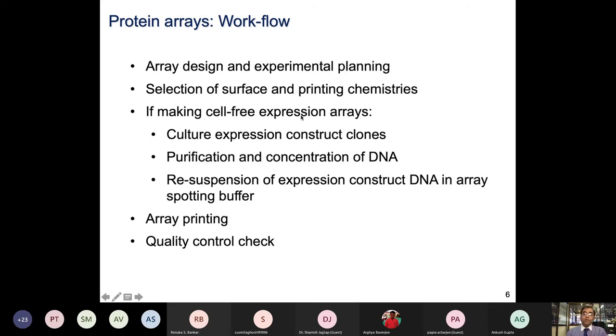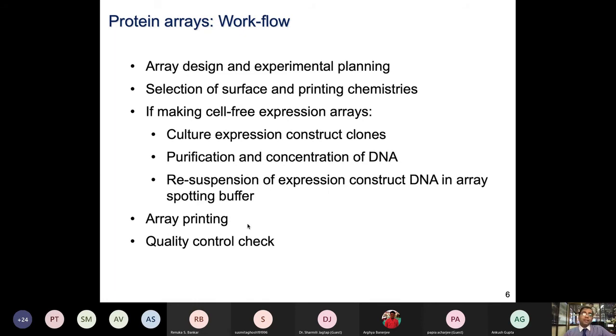If you are intending to work on cell-free expression arrays, you are going to start with culturing your construct clones. Those will have some tags which you have to keep in mind, because accordingly your array chemistry will work. You are going to purify and concentrate the DNA, and resuspend it in the right type of spotting buffer. And once you are ready with the mixture, either going with this route of cell-free expression based on DNA, or taking the proteins or peptides directly, then you have to do the printing part. That is the next part, array printing.